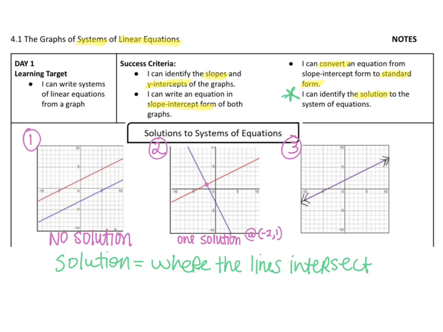Okay, and then our third type is where you might see two lines on top of each other. That's what those double arrows right there mean, that there is a line on top of the other one. You can't see the red one. But this is infinite solutions because at every single point on one line, there's a point on the other line as well. So that's infinite solutions. Now again, one solution is going to be your most common, but every once in a while you'll see no solution, definitely more frequently than you would see infinite solutions. So it's important to recognize these three types, but realize that we're going to be spending most of our time dealing with one solution. We're looking for that point of intersection or where the lines cross.